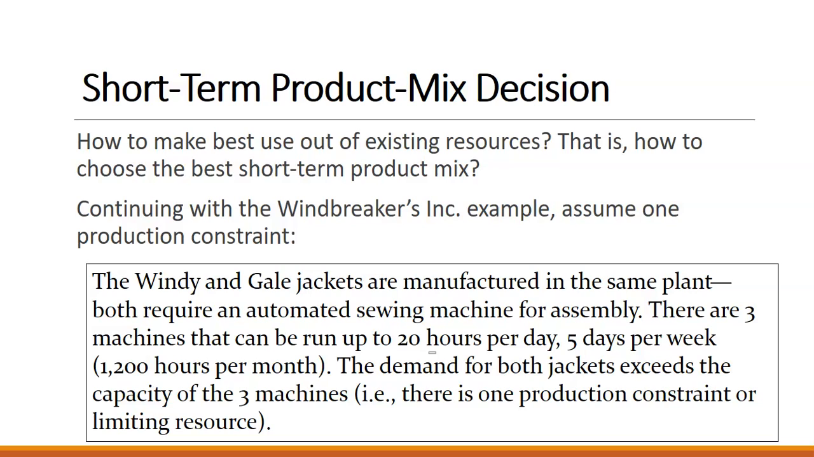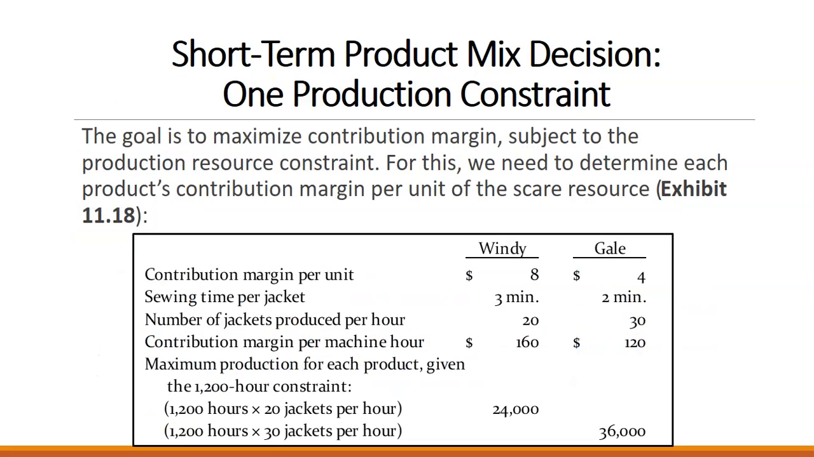So when we look at the short-term product mix decisions, we want to look at the contribution margin per our limiting resource or constraint. In this example, we want to know what our contribution margin is per the sewing machine hours. So we want to maximize our contribution margin for that resource. It takes 3 minutes to sew the Windy jacket and 2 minutes to sew the Gale jacket.